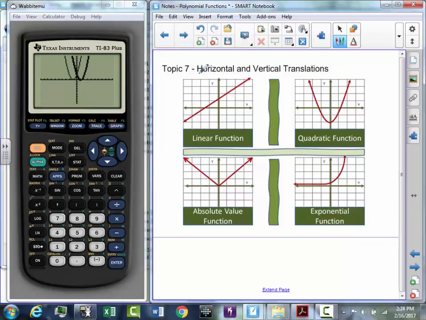Today's topic, by the way, is horizontal and vertical translations. What's a translation? If I ask you to translate something in English to French, I don't know if that's really what we're talking about, right? What would a translation mean in a math context?